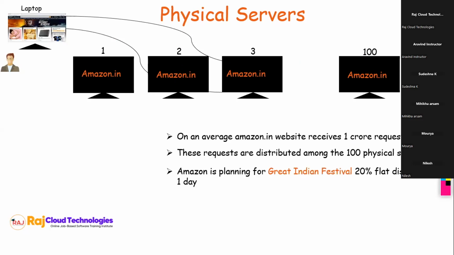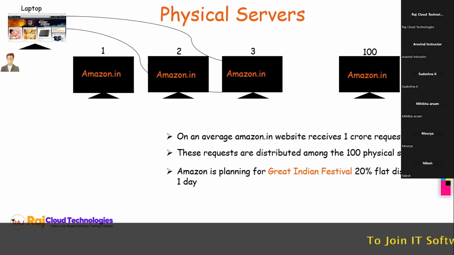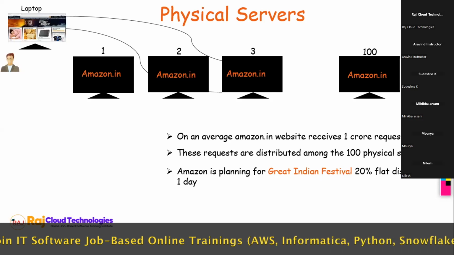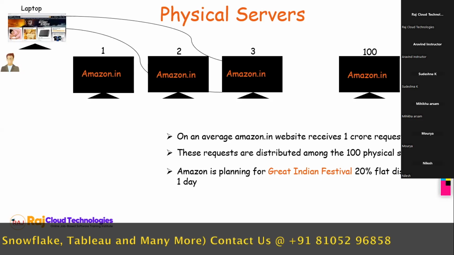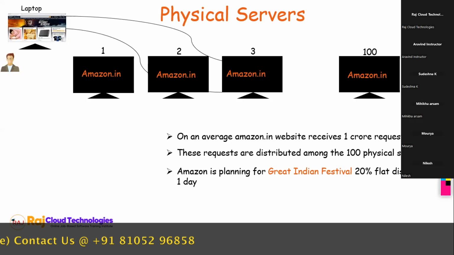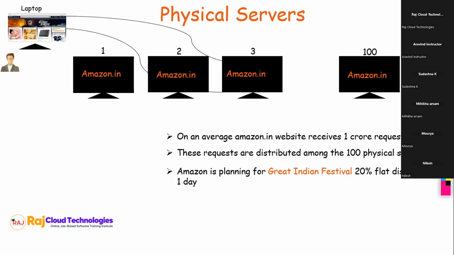Now, the Amazon company is planning for the Great Indian Festival. They want to give some offers, a flat 20% discount, if you use an HDFC credit card or SBI credit card. That is going to be tomorrow. On normal days, only 1 crore people access the website on an average. But tomorrow we have the Great Indian Festival. Can we expect more than 1 crore or less than 1 crore? Since we have a 20% flat discount, obviously the traffic will be more than 1 crore. But you cannot say whether it will be 2 crore or 10 crore. We don't know. It depends on the items they are offering, and based on that, the traffic will be decided.